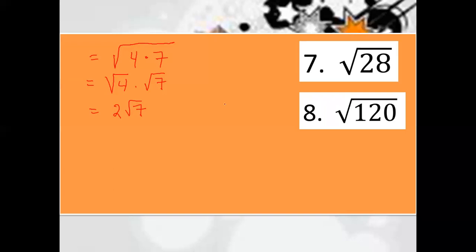For number 8, we have now square root of 120. Still, it's not a perfect square number. So this is the solution of number 7. For number 8, we have square root of 120. What's the highest possible perfect square number factor of 120? 4 and 30. So we have now square root of 4 times square root of 30. Square root of 4 is equal to 2. Then you just need to bring down square root of 30. So the final answer should be 2 square root of 30.